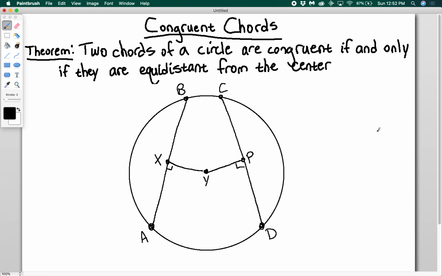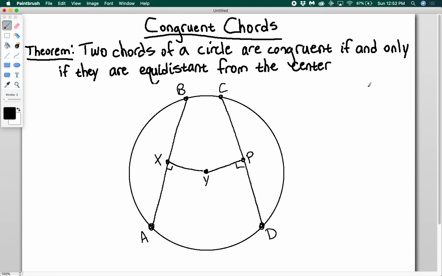Today we're going to talk about congruent chords. The theorem that we're going to be working off of is that two chords of a circle are congruent if and only if they are equidistant from the center. You might notice the kind of odd phrasing of "if and only if" in this sentence.